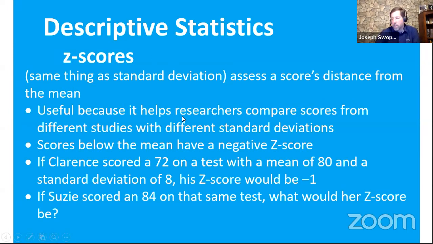Okay, let's go into this concept of z-scores. For our purposes right now, we're going to say that z-scores are the same thing as standard deviation, okay? And they assess a score's difference from the mean, its distance from the mean. It's useful because it helps researchers compare scores from different studies with different standard deviations.